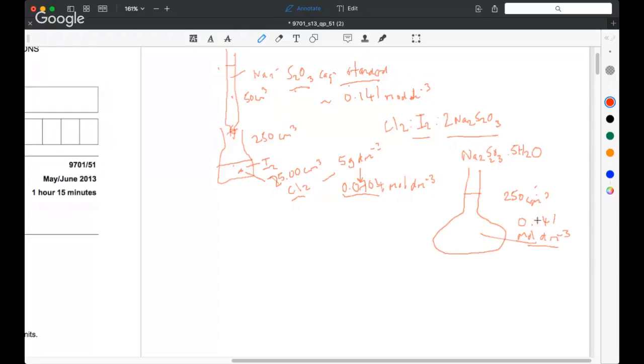Okay, have you got a calculator with you? I do. Okay, right. So we don't want to measure out 0.141 moles. We want to measure out a quarter of that: 0.0352, but 0.035 is good. And to convert from an amount in units of moles to a mass in units of grams, you do what? We need the MR.